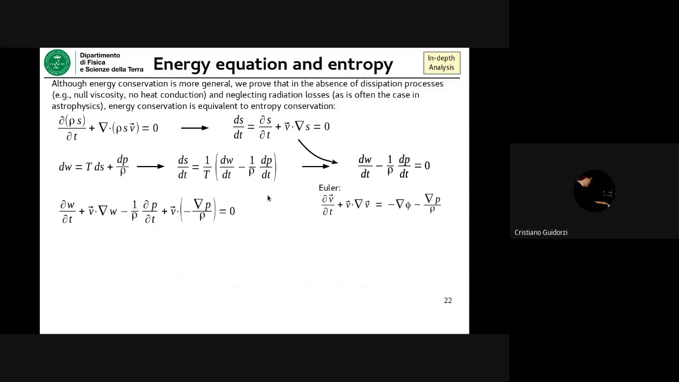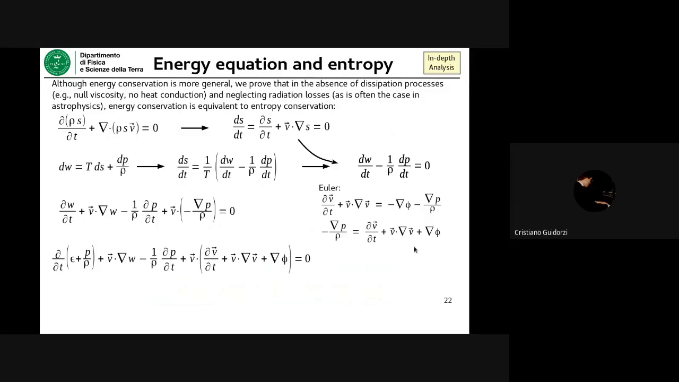Now let's exploit the Euler equation. I remind you, the Euler equation, this guy here, is the conservation of linear momentum. Rearranging terms, the idea is that I want to replace this guy here, so I express minus pressure gradient over rho as a function of the remaining quantities. So I take this guy and put it on the other side of the equation.